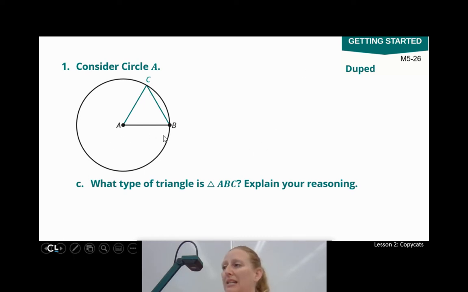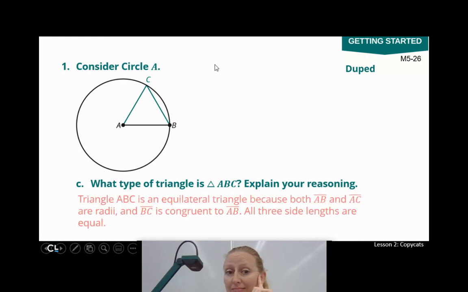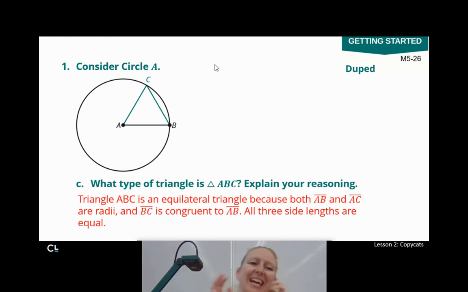So I know that AC and AB are the same length because they're both radii of the same circle. I know that BC is the same length as AB because we measured it and we made it that way. All three sides are equal. It's an equilateral triangle. Triangle ABC is an equilateral triangle because both AB and AC are radii and BC is congruent to AB. All three side lengths are equal.